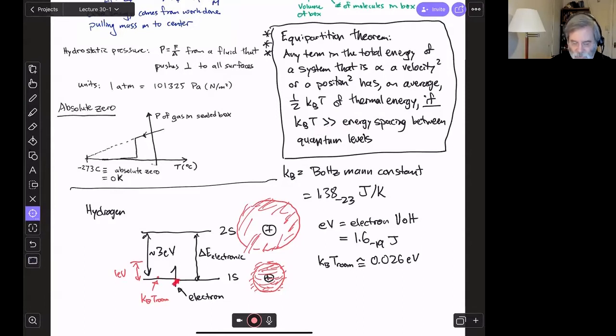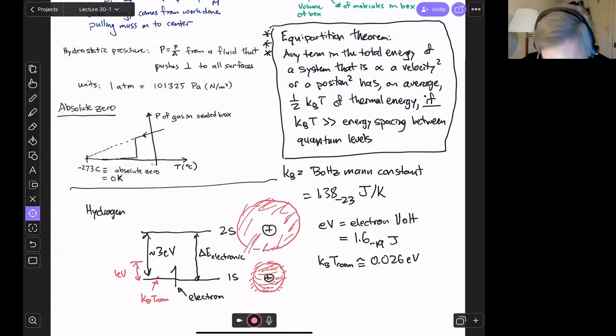So another way to think about that is that essentially for all of the hydrogen atoms of a gas of hydrogen in a box, the electrons are all in this ground state. None of them are up in this first excited state. And so it's more or less as if that first excited state doesn't exist. So there is no extra thermal energy associated with these electronic states in hydrogen because they're just spaced so far apart that all of the electrons are in the ground state. Questions so far?